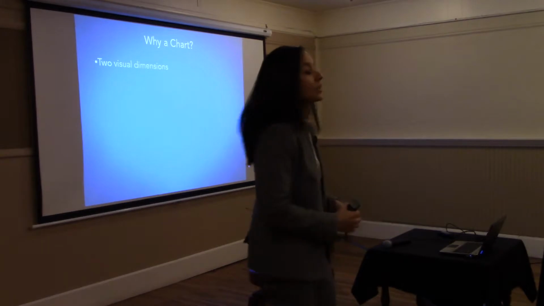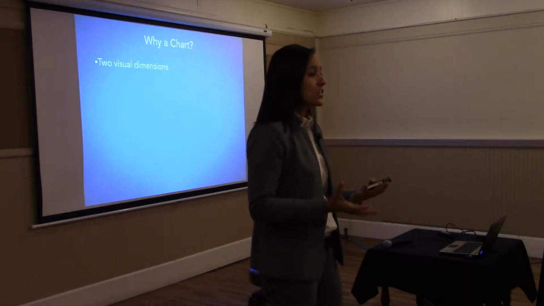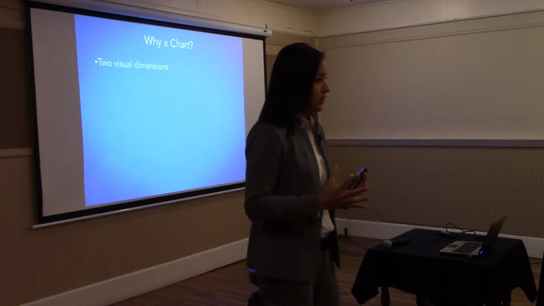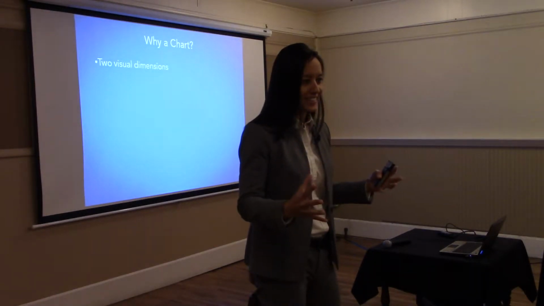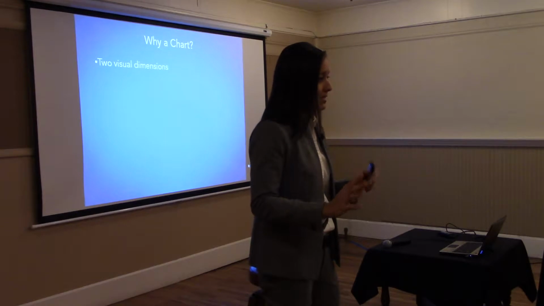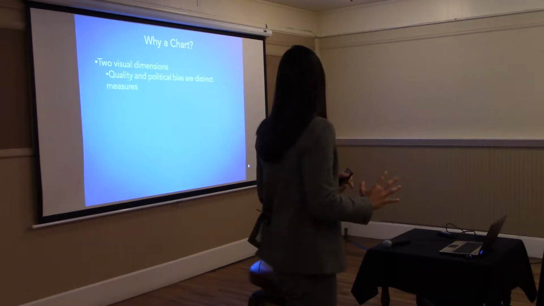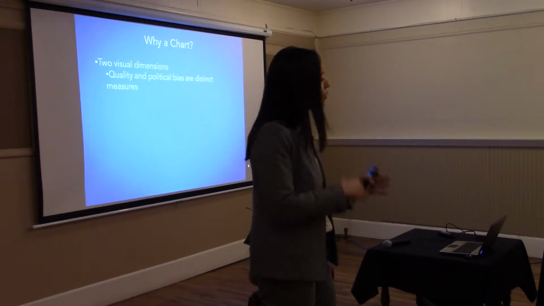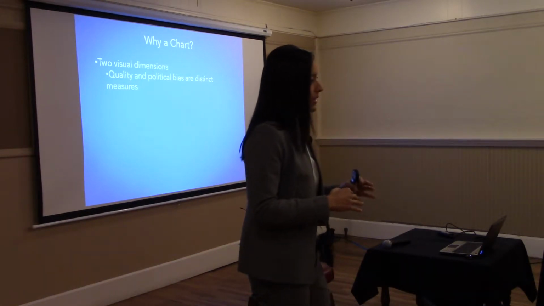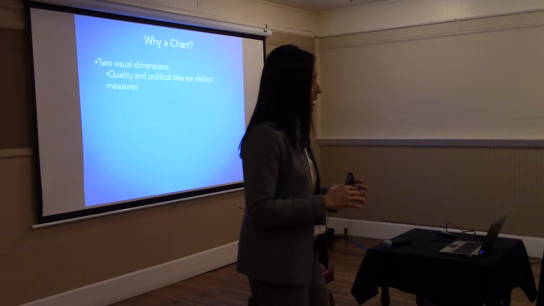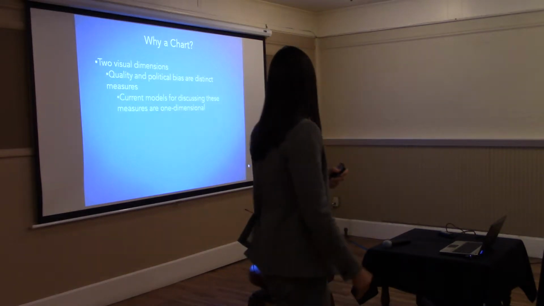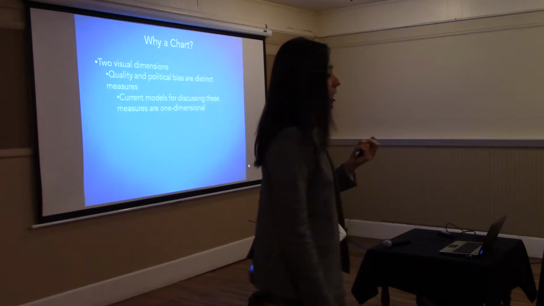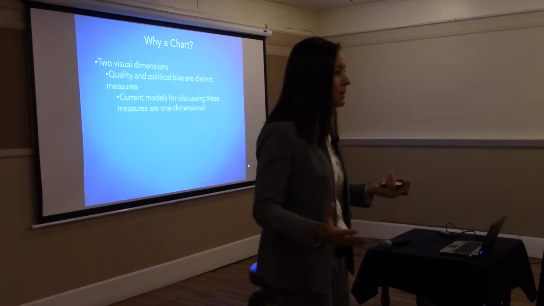So why a chart? So it's two visual dimensions. There's almost infinite things to measure about news content, but two dimensions people can handle. Quality and political bias are distinct measures. They overlap in a lot of ways, but there are things that are unique to each dimension. And current models for discussing these measures are typically one-dimensional. So what do I mean by that?